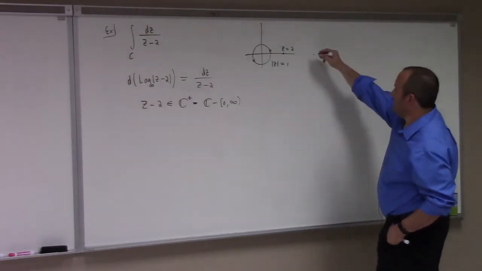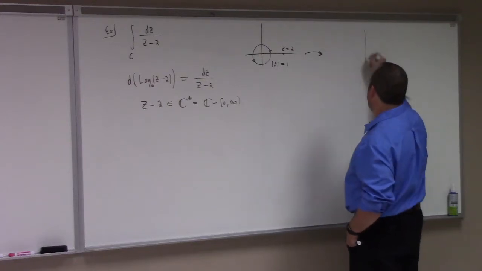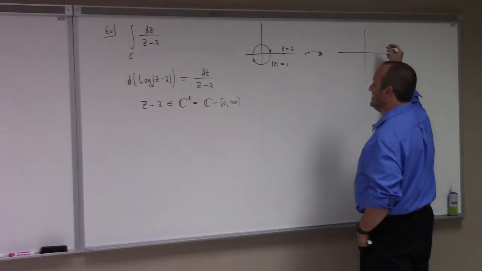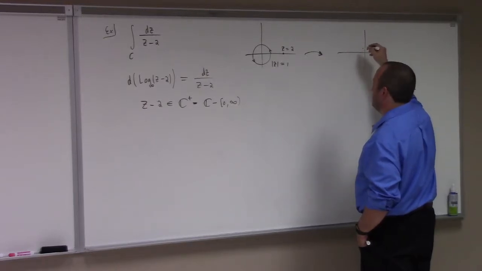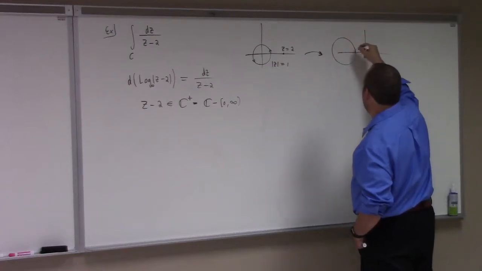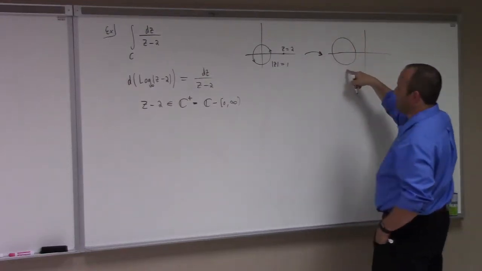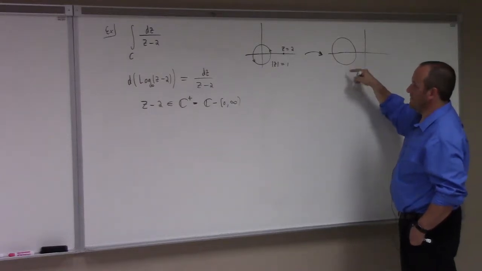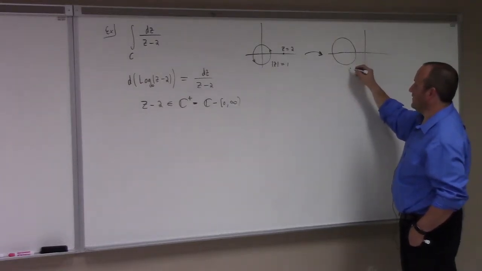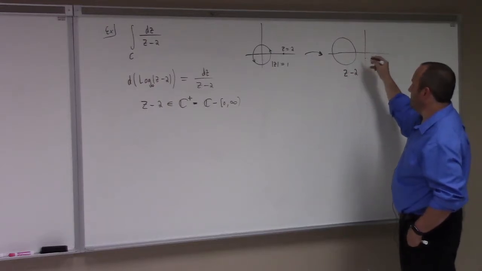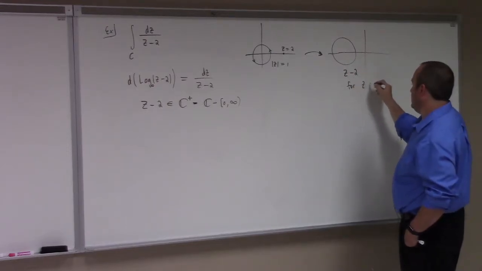So what you're saying is I should just translate this 2 units to the right or left? Left. Because it's z minus 2. So f of pi minus the circle. So what am I drawing a picture of here? This is z minus 2, these are the points that you're feeding into the logarithm.